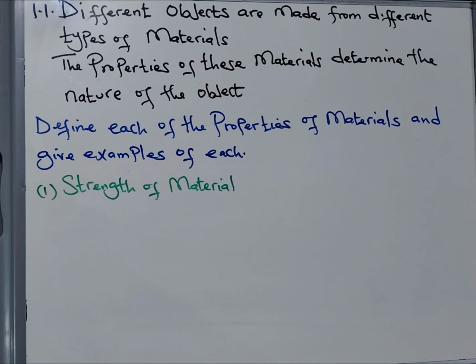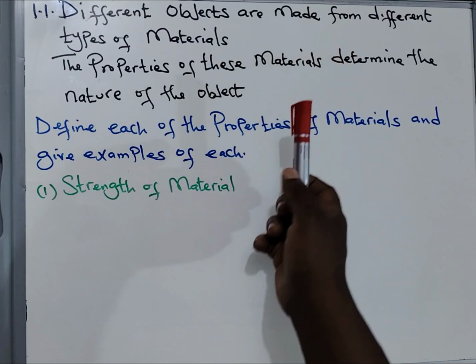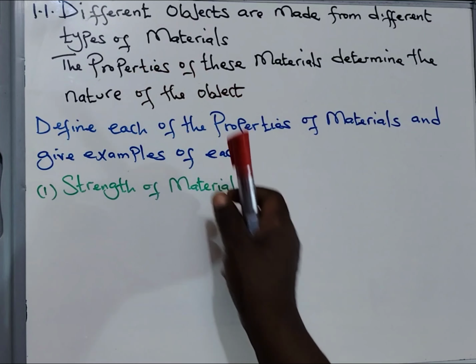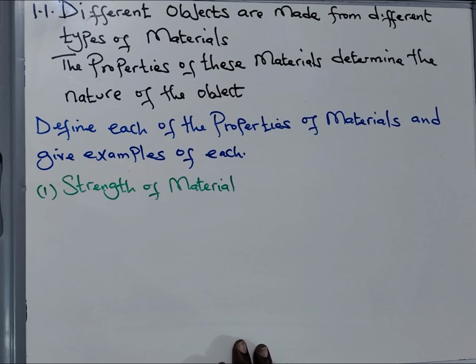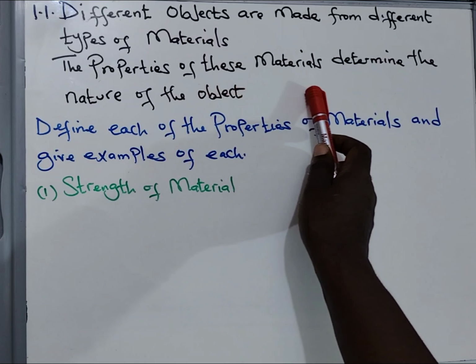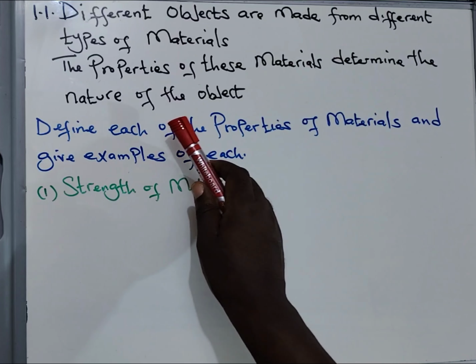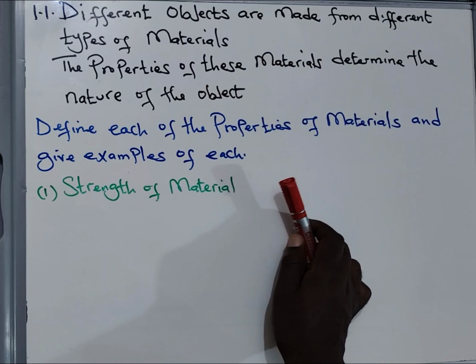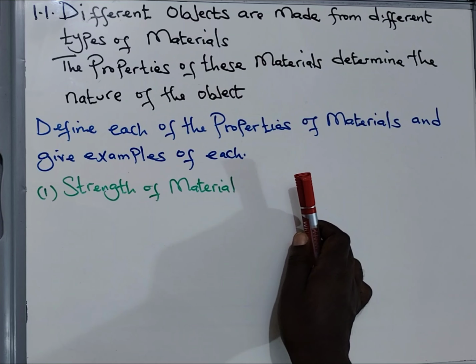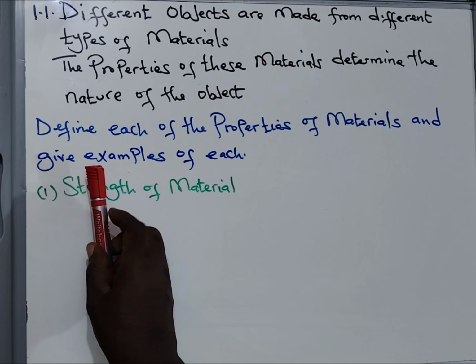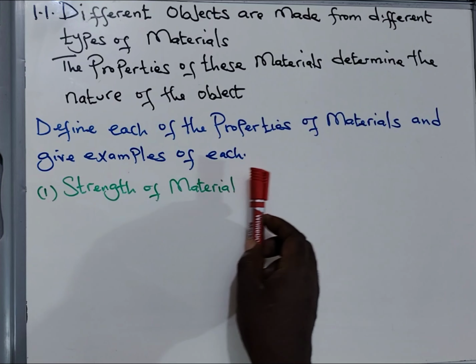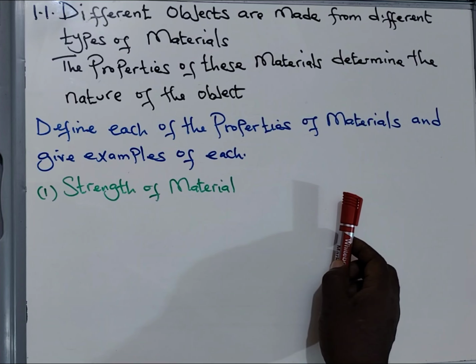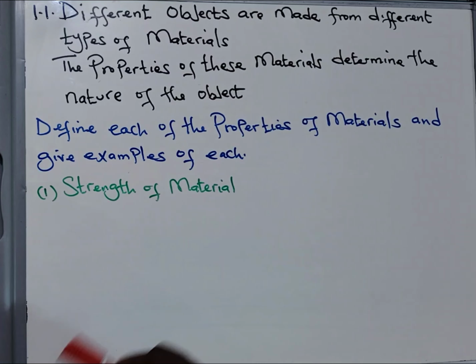So then comes this question saying different objects are made from different types of materials. The properties of these materials determine the nature of the object. Then the question says, define each of the properties of materials and give examples of each.